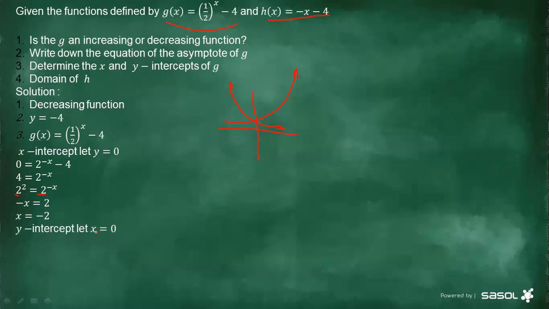And then for the y-intercept, let x equal 0. Just put 0 there. The answer is going to be -3. The domain of an exponential, I said it will never change. It is x, an element of all real numbers. It does not change.